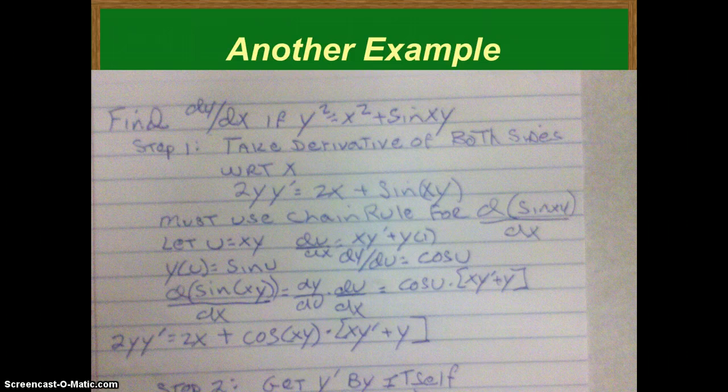WRT stands for with respect to x. The derivative of the left-hand side would be 2y, y prime. We don't know what y is, it's like our u.